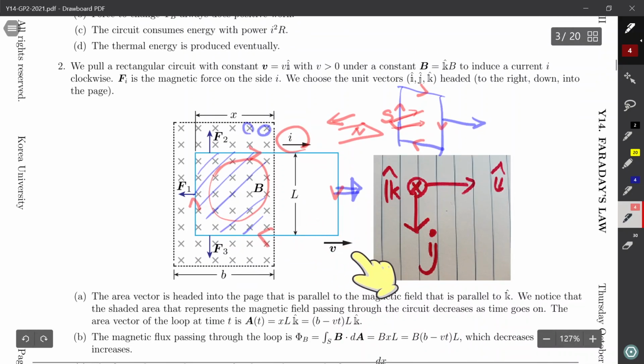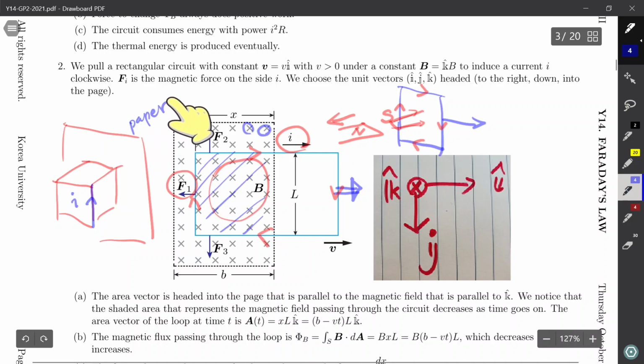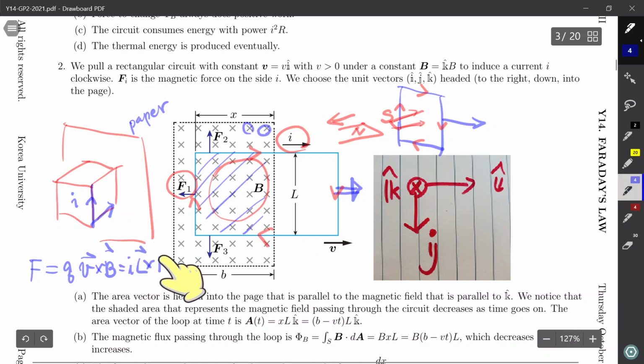If you have an induced current here, you have F1. The current is going up. The magnetic field is coming in, this is the paper. The magnetic force F is Q V cross B, or I L cross B. So current direction, magnetic field direction. So this is the magnetic force. The magnetic force F1 is toward this direction.